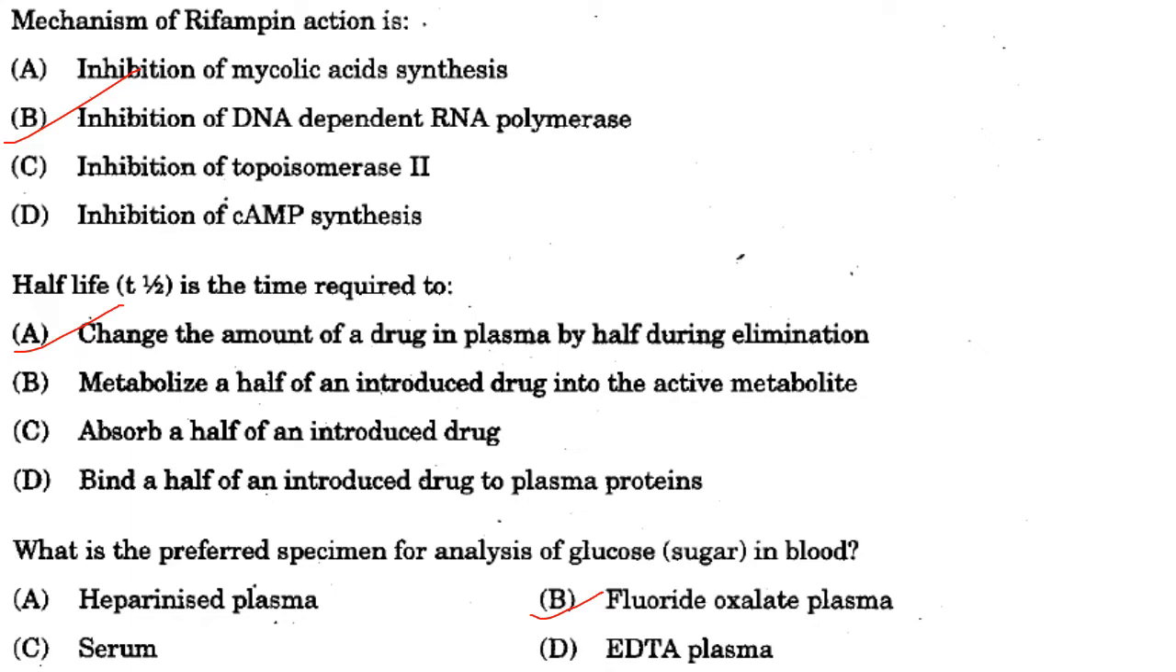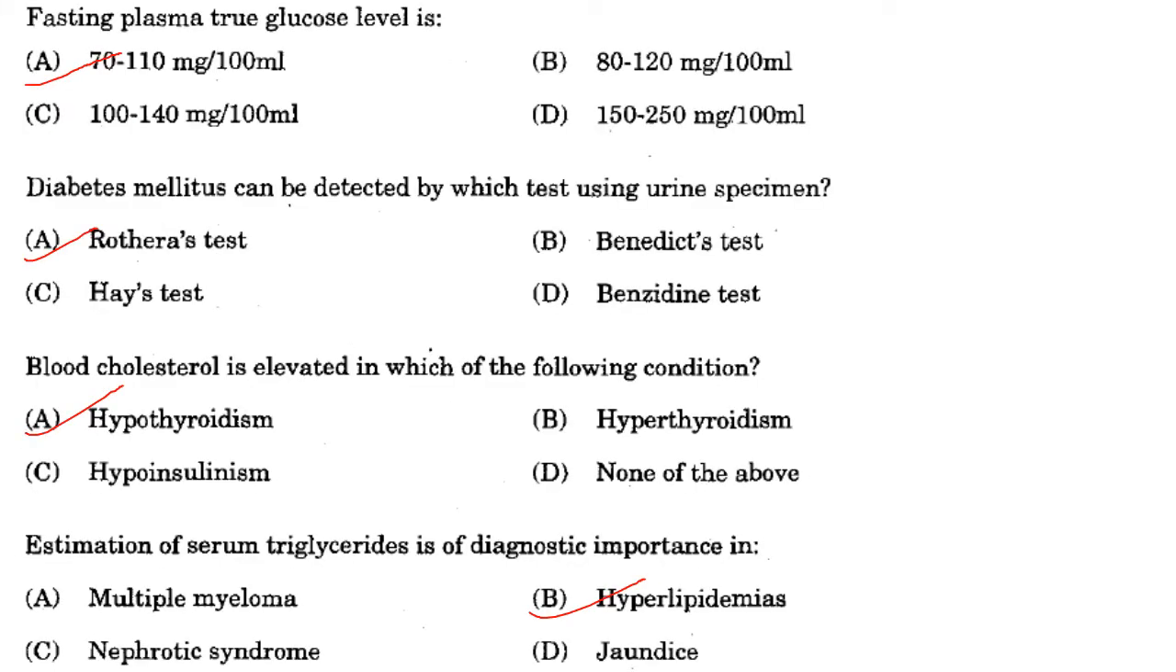Answer is option A. What is the preferred specimen for analysis of glucose in blood? So the preferred specimen for analysis of glucose is fluoride oxalate plasma. Answer is option B. The next one. Fasting plasma true glucose level is 70 to 110 mg per 100 ml. Answer is option A. Diabetes mellitus can be detected by which test using urine specimen? Answer is option A, Rothera's test.